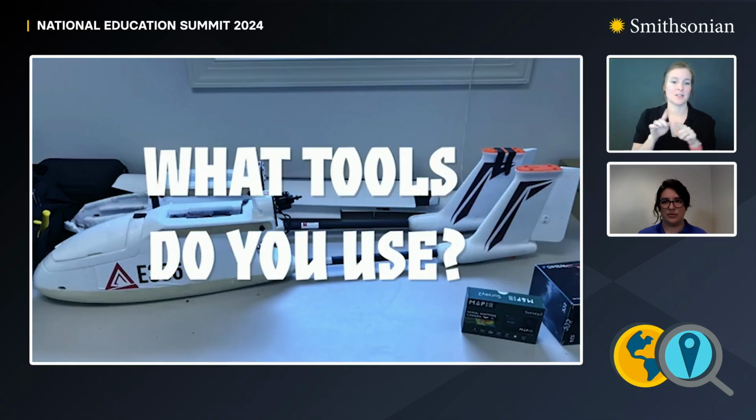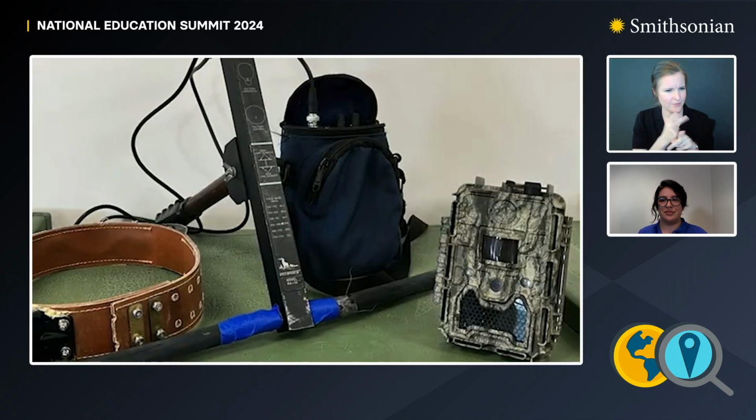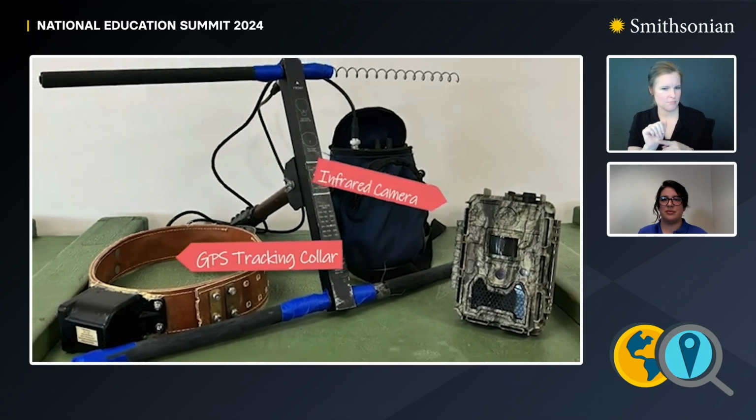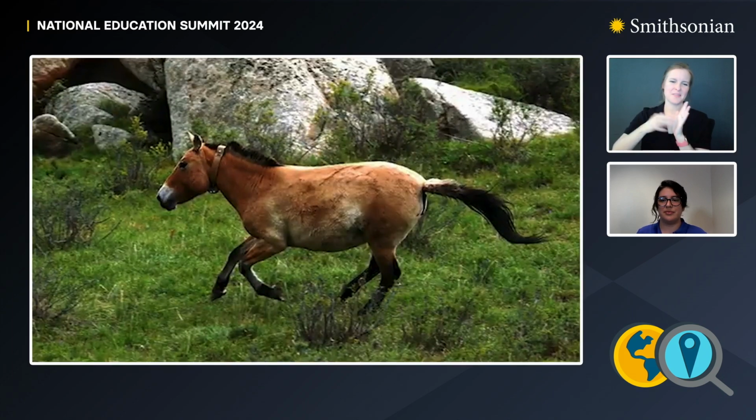What tools do you use in your career? I use a range of tools from very low-tech to very high-tech tools. For example, we can get a lot of information about animals from their poop. We can find out where they are, what they're eating. Sometimes if we're lucky, we can even get their DNA. And I also use very high-tech tools like GPS, drones, infrared cameras, and tracking collars such as this, which we use for the horses.